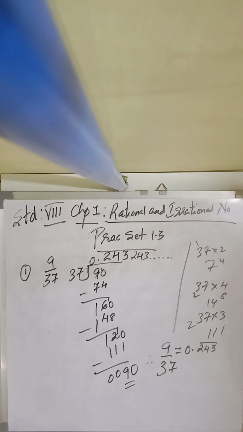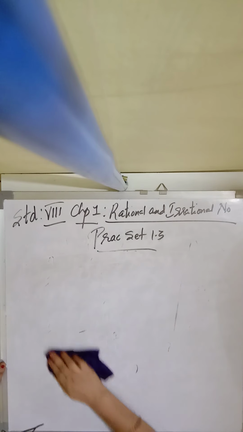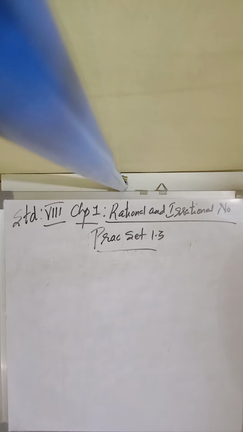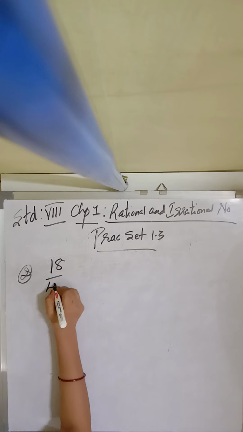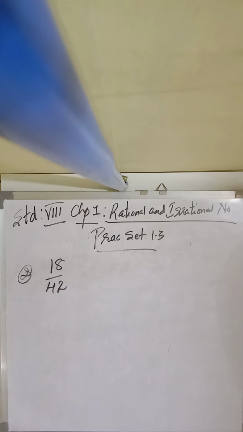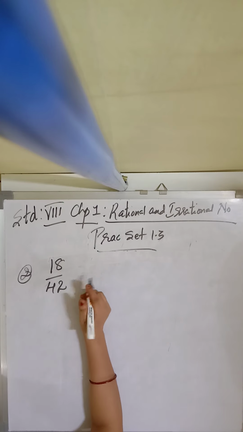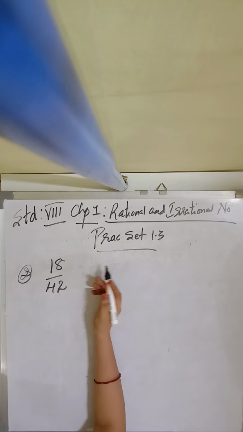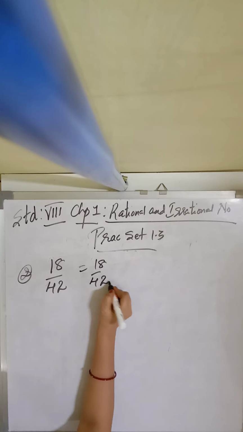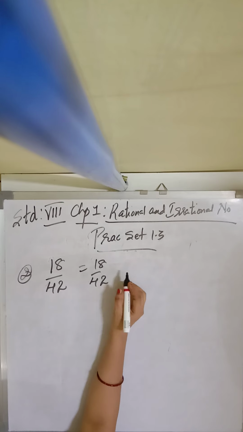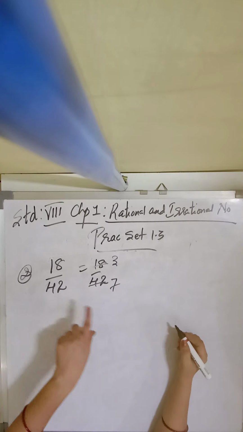Clear? Copy. Now next one, second one is 18 by 42. Now see, children, in 18 by 42, both 18 and 42 we can divide and make it into a simpler form. We know both go in the 6 table: 6 3s are 18, 6 7s are 42.